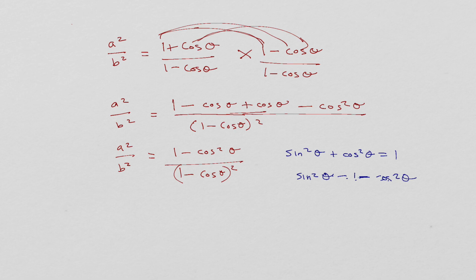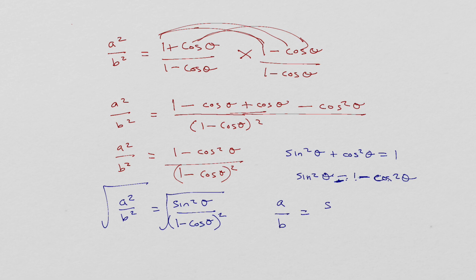My pen is not working very well. Okay, there we go. So I'm going to replace the 1 minus cosine squared theta with sine squared theta. And then at the bottom I've got 1 minus cosine theta squared. So now we can square root that and we can square root that. And we'll have a over b is equal to sine theta, because sine theta times sine theta is sine squared theta. And then over 1 minus cosine theta, which is what you were supposed to be proving.